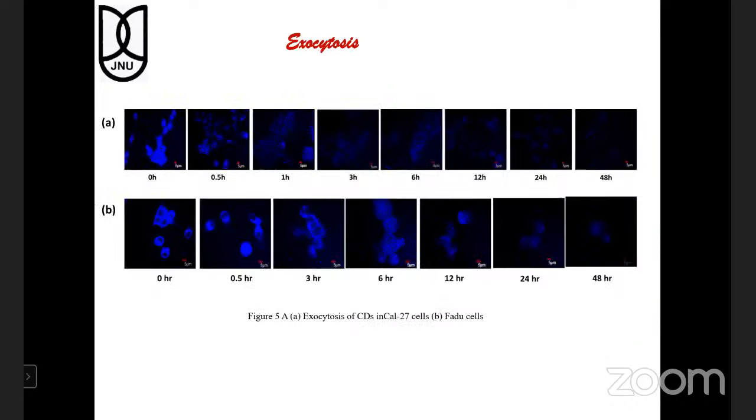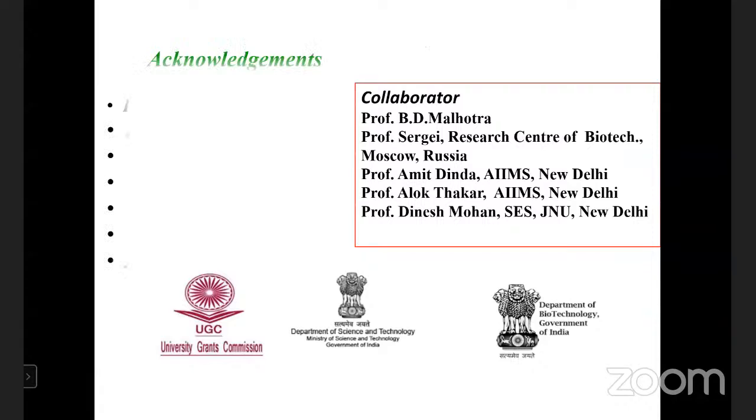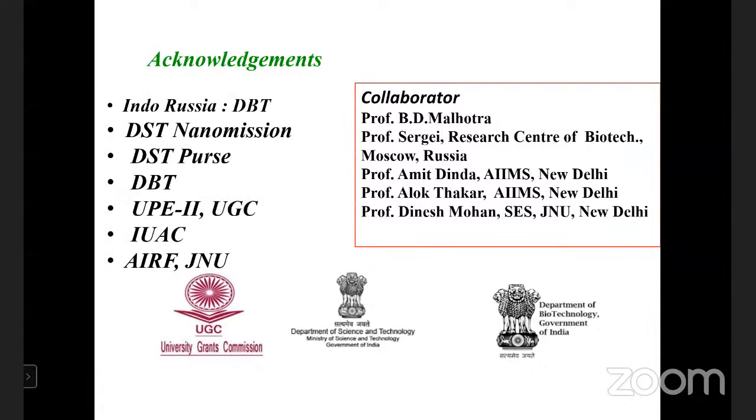Exocytosis is also checked because nanoparticles by nature get stuck in liver and kidney cells, so we monitored whether they are exocytosed or not. They start to exocytose from the cells. As you can see, by 48 hours, most of the carbon quantum dots are exocytosed from the cells. I think it's enough.